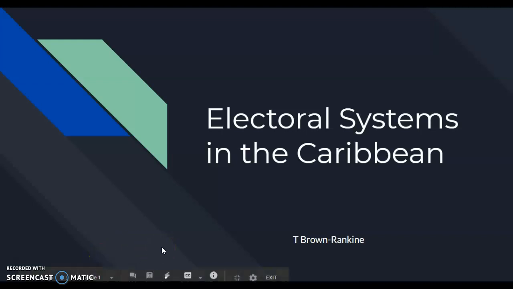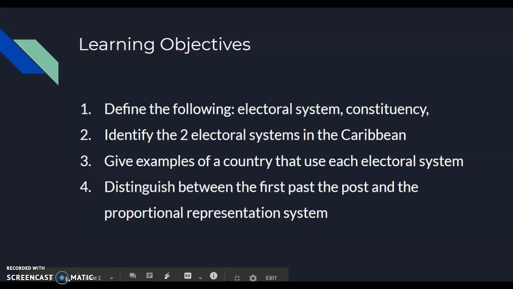Let us look at electoral systems in the Caribbean. What is it that you need to know? First, you should be able to define electoral system and constituency, identify the two electoral systems in the Caribbean, give examples of a country that uses each electoral system, and distinguish between the first past the post and the proportional representation system.